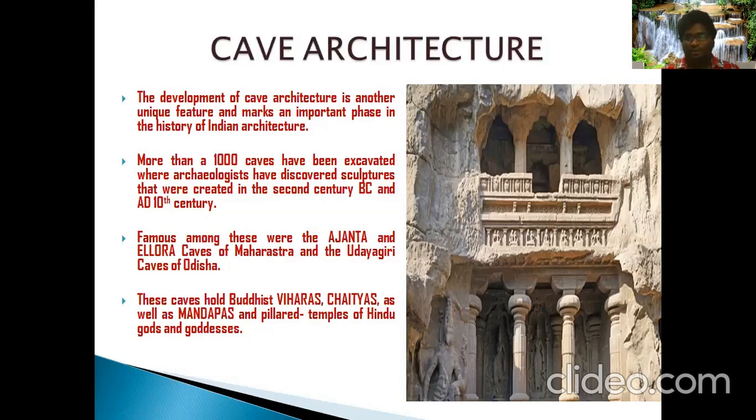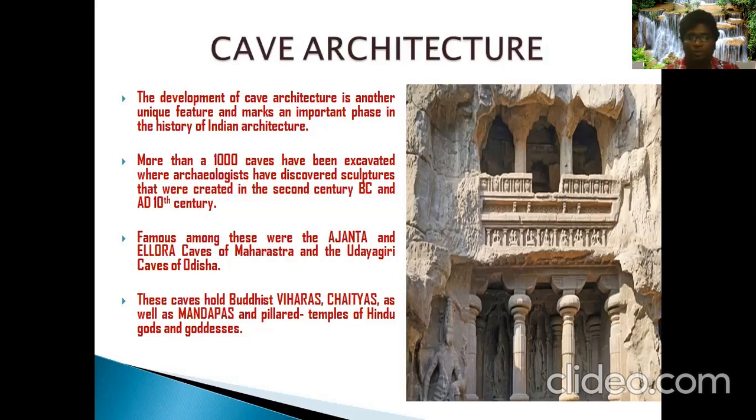Even our archaeologists, when they were excavating, found 1,000 caves with this kind of architecture and appearance. These were all done from the BC period to, if I'm not mistaken, the 10th century. Famous among these were the Ajanta and Ellora caves of Maharashtra and the Udayagiri caves of Orissa. You might have heard of these Ajanta and Ellora caves. They stand as examples of cave architecture.